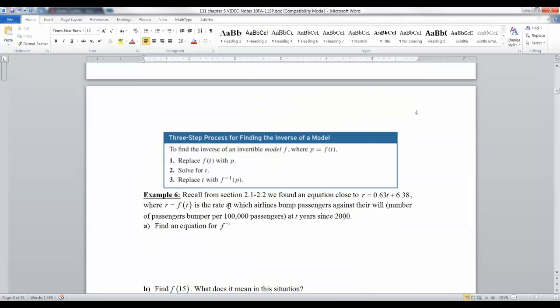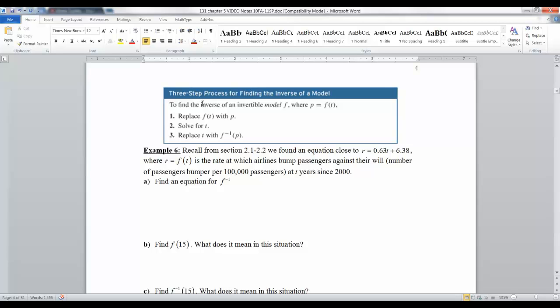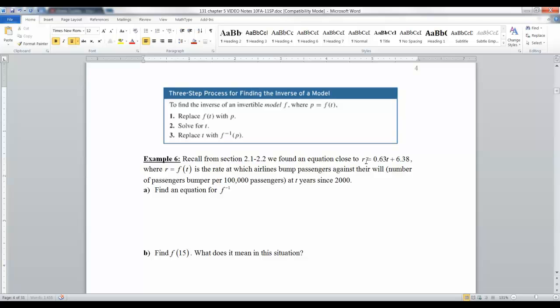Now here's our process. We're going to find the inverse of a model this way. These are for models, but it's the same idea when it isn't a model. You're going to replace f of t with a letter. I hate that he puts a specific letter in here because it's not really P, it's whatever letter you've got. Like in our example, it's going to be the letter R because that's the letter we have. Then you're going to solve for t and replace t with f inverse.